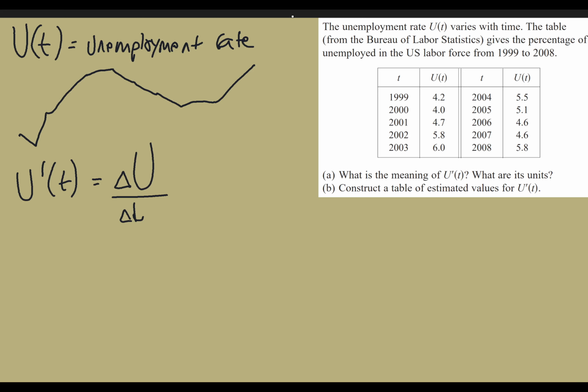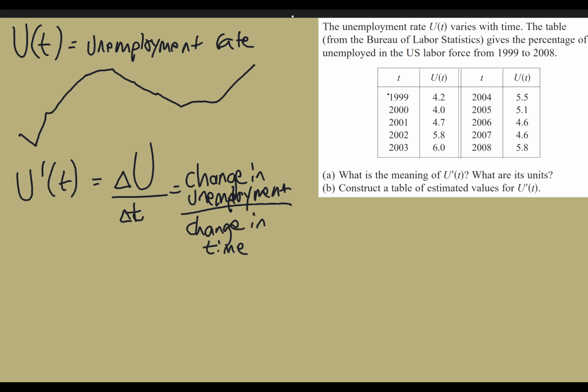So what does delta u, delta t mean to us? That's the, can I spell? Am I dyslexic? Change in unemployment per change in time. What does that mean?